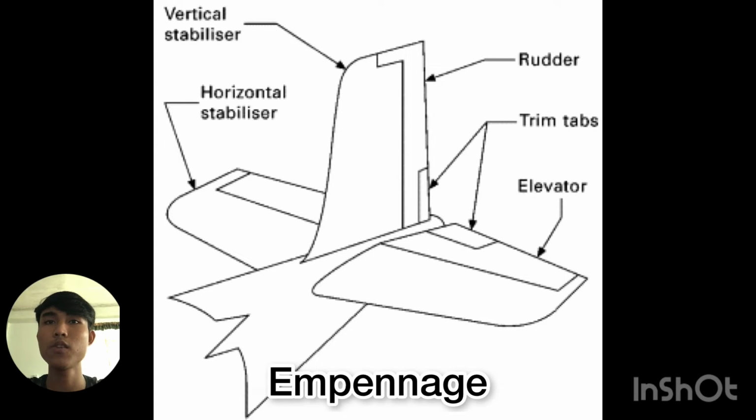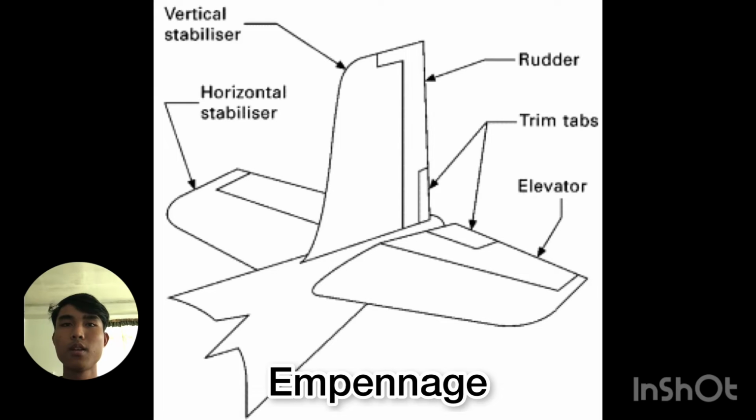Elevator. The elevator is attached to the back of the horizontal stabilizer and is used to move the nose of the airplane up and down during flight. Trim tabs. A small movable portion of the trailing edge of the control surface. These movable trim tabs, which are controlled from the flight deck, reduce control pressures. Trim tabs may be installed on the ailerons, the rudder, and/or the elevator.